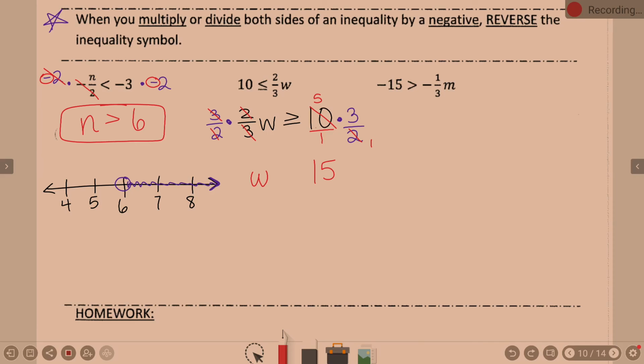Okay, big question. Flips. Do I keep this sign that I have right here, or do I flip it? Keep it. Okay, what did I multiply by? Positive 3 over 2, yes? So I'm going to keep whatever sign I most recently had. So W greater than or equal to 15. Again, that's the big thing, keeping track of the signs.